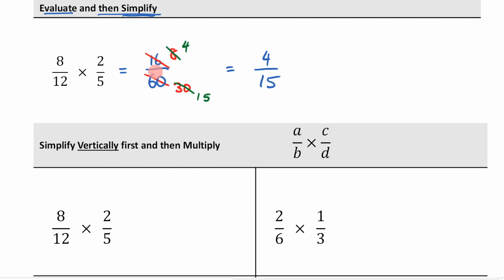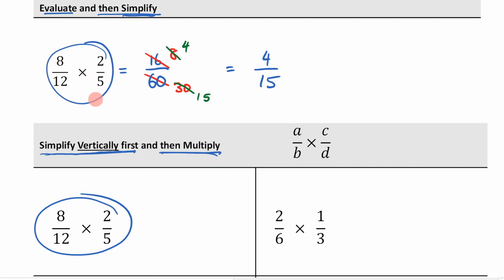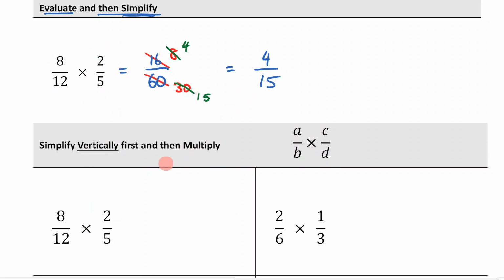So is there a way that we could do this that's a bit easier? And in fact, there is. So if we come down here now, what we're going to do is simplify vertically first and then multiply. So we're going to simplify first and then multiply. So here's the exact same question, 8 on 12 times 2 on 5 as this one. So we know what our answer should be, but instead of just multiplying straight away, we're going to simplify first. So let's get out our red pen to simplify.